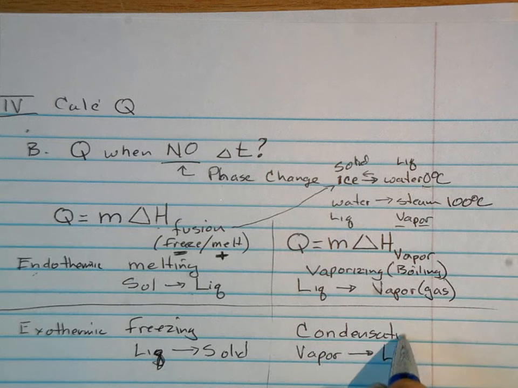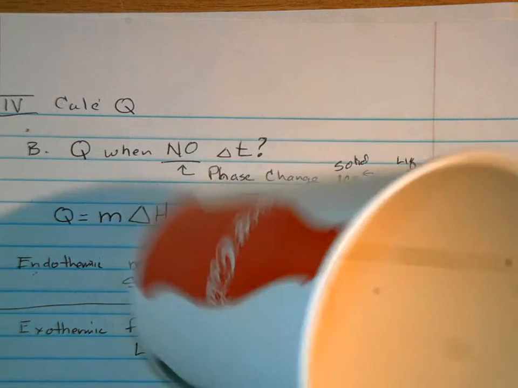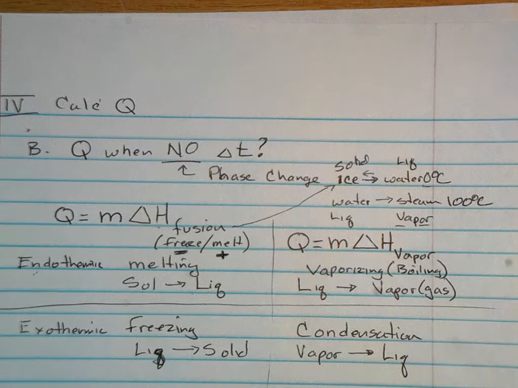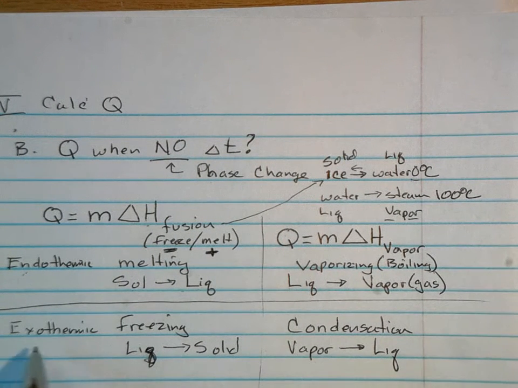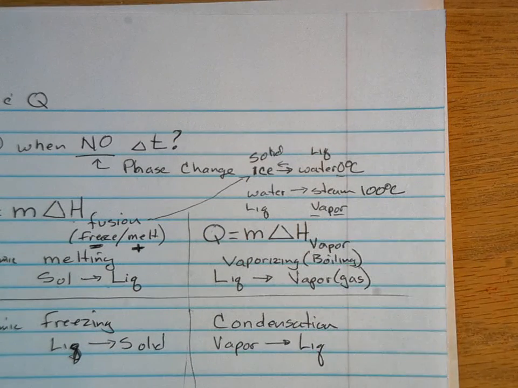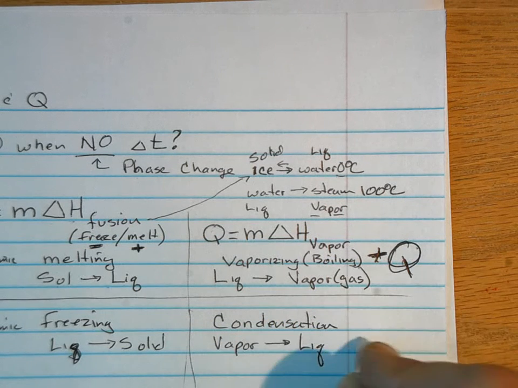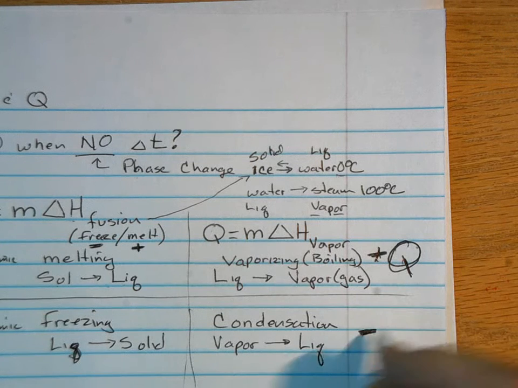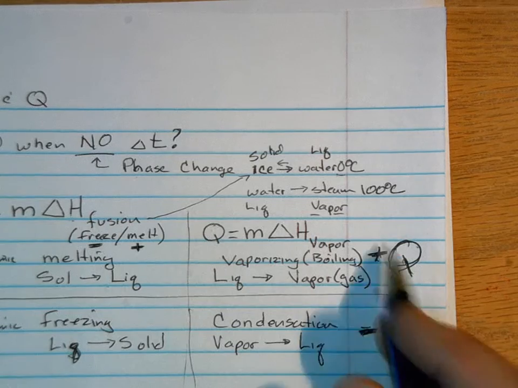You see that, especially in the summertime, when you get a nice cold cup of soda or a nice drink with ice in there, and pretty soon you're going to see little water droplets forming on the outside. That's condensation. So that's an exothermic process. And with this, I'm going to put off to the side here, we have a plus value of Q. If we are exothermic, if energy is leaving the system, that's going to be a negative value for Q.